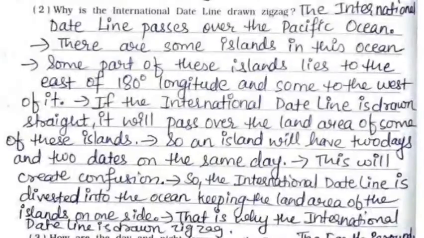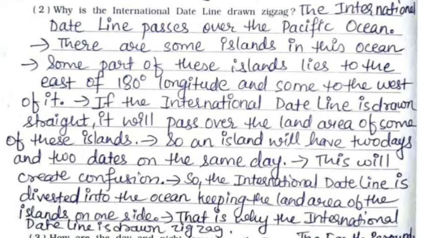Second, why is the international date line drawn zigzag? The international date line passes over the Pacific Ocean. There are some islands in this ocean. Some part of these islands lies to the east of 180-degree longitude and some to the west of it. If the international date line is drawn straight, it will pass over the land area of some of these islands.